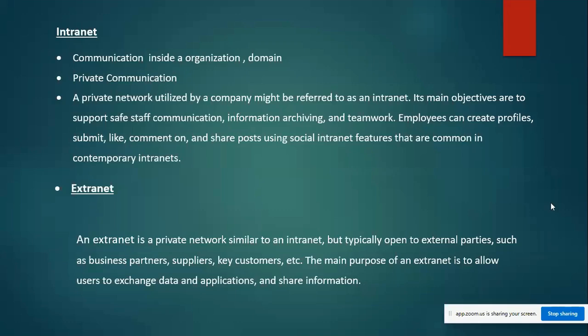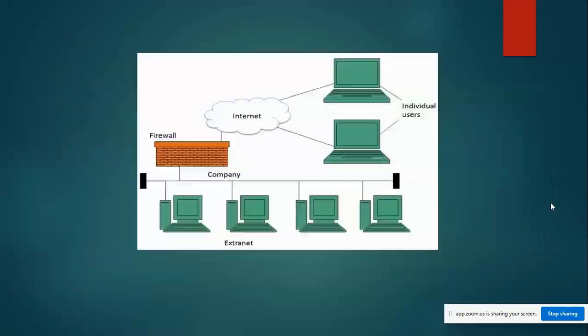Okay, the next diagram will clearly tell you. You see here, these are individual users. The individual users come through the internet to the company and access the data. Or if the company has an extranet, then if somebody wants to access, they go through the extranet and access the data.